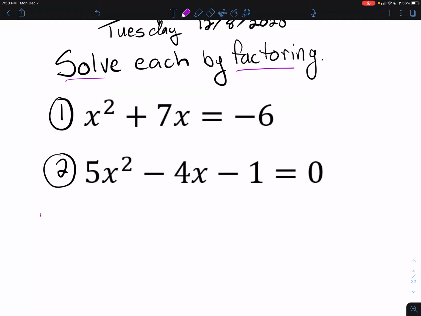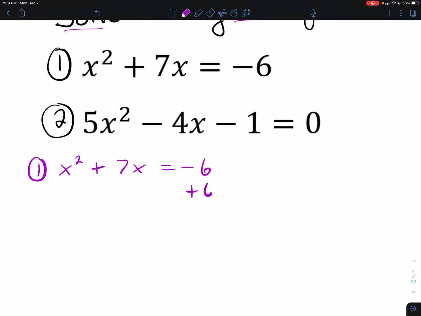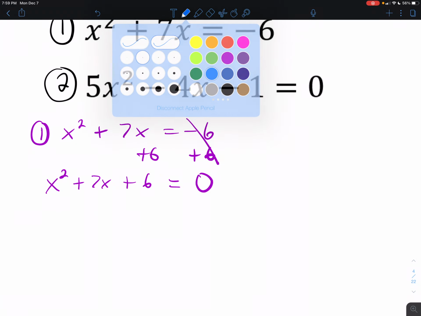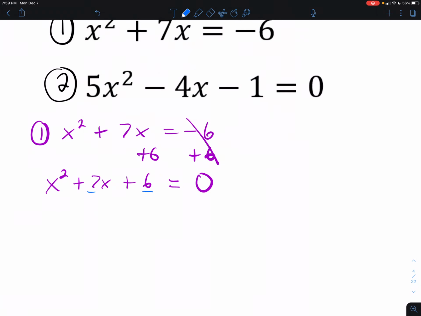So number 1 here, it's equal to -6. The way we're going to make it equal 0 is by adding 6 to both sides. That gives us 0 over here, and then put it in standard form. So I'll put the 6 at the end, and then I have to factor this. I need numbers that multiply to give me 6 and add to give me 7, so that'll be 6 times 1. 6 plus 1 is 7. So this is one of the easy problems. So I get x plus 6 and x plus 1 equals 0.